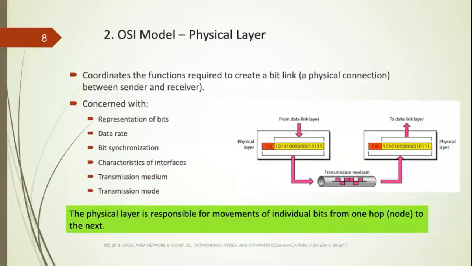So what is the function of the physical layer? It coordinates the functions required to create a bit link, a physical connection between sender and receiver. It is concerned with representation of bits, data rate, bit synchronization, characteristic of interface, transmission medium, and transmission mode. So for physical layer, it involves physical devices.